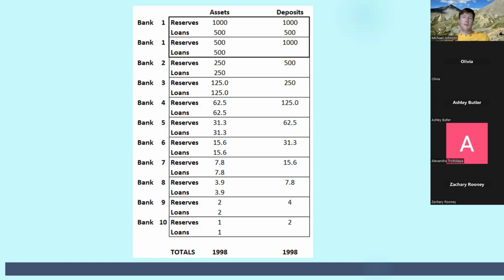So in this case, they took about $1,500 in deposits and turned it into 1,998 of money based on lending. So it went from this to this. So yeah, that's the power of lending, and it just creates money over and over.